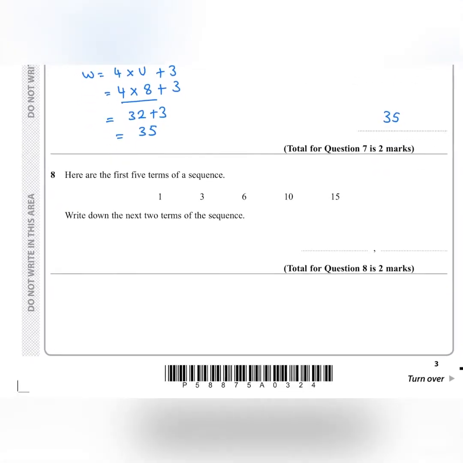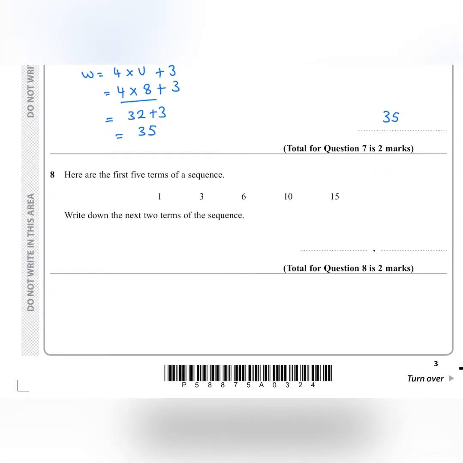Okay, question number 8, it says here are the first 5 terms of a sequence, and it says write down the next 2 terms of this sequence. So if you look at the difference between them, that is plus 2, and that's plus 3, that's plus 4, that is plus 5. So the next one, if we add 6 to this, that will be 21. And the next one, if you add 7 to that, that will be 28. So 21 and 28.